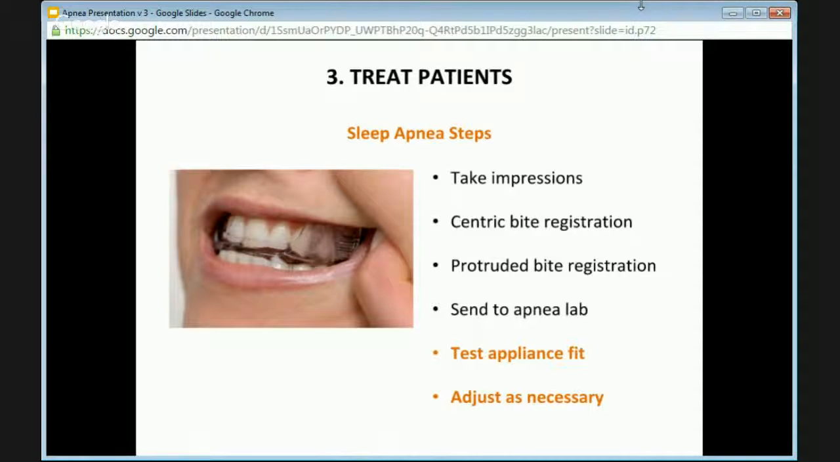Please do me a favor. Please do not try and fit the appliance and get everything one and done. I know dentists that do that and they do fine with it, but I know a lot of dentists that try that, and you're not going to get them at the sweet spot in one visit usually. Usually it's going to take 3 or 4 visits. Take the time that you need.